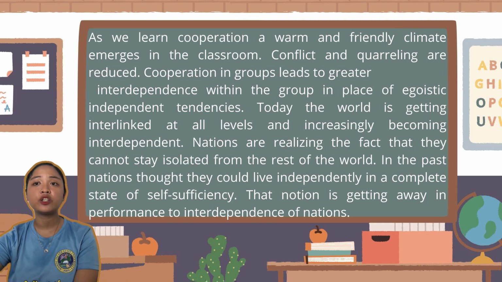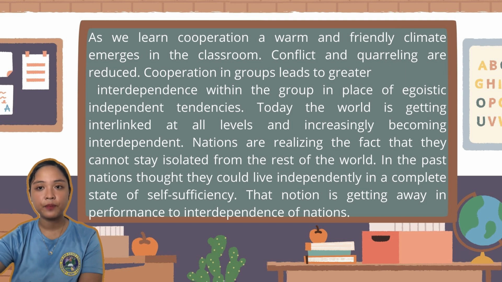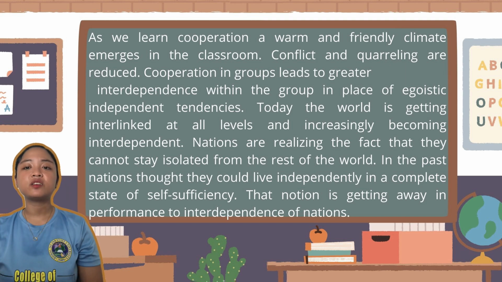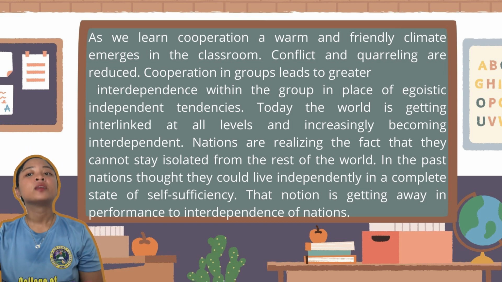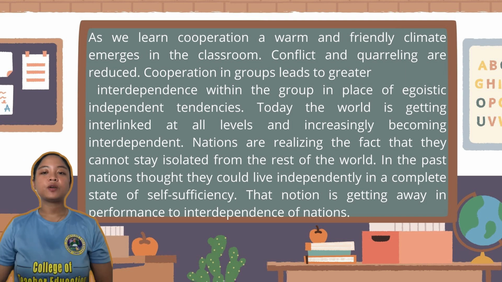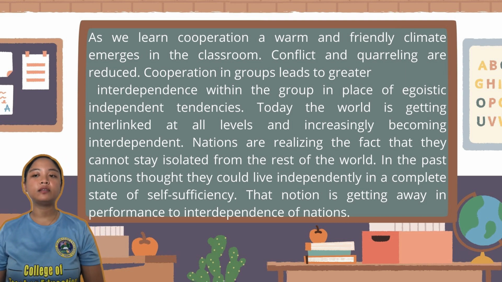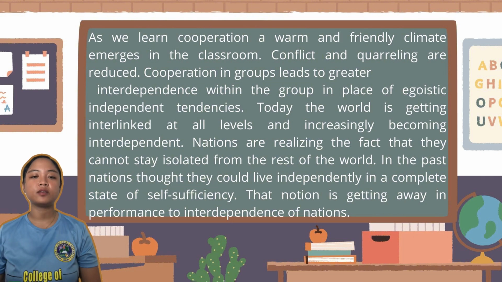tendencies. So we need to learn cooperation as group mates or in a classroom to avoid conflicts and quarreling, there should be cooperation with each other. Today, the world is getting interlinked at all levels and increasingly becoming interdependent. Nations are realizing the fact that they cannot stay isolated from the rest of the world. So in the past, nations thought they could live independently in a complete state of self-sufficiency. The nation is moving away from that toward interdependence of nations.